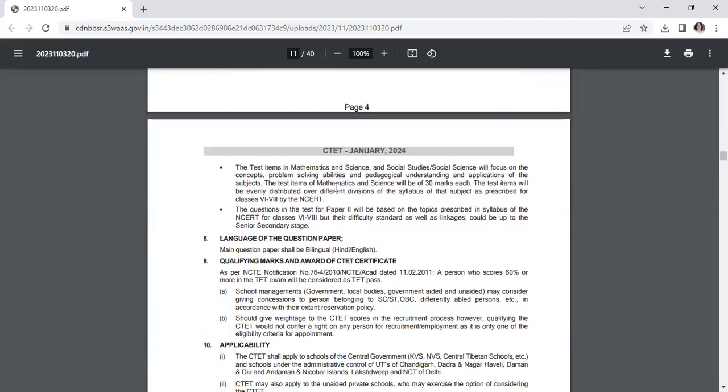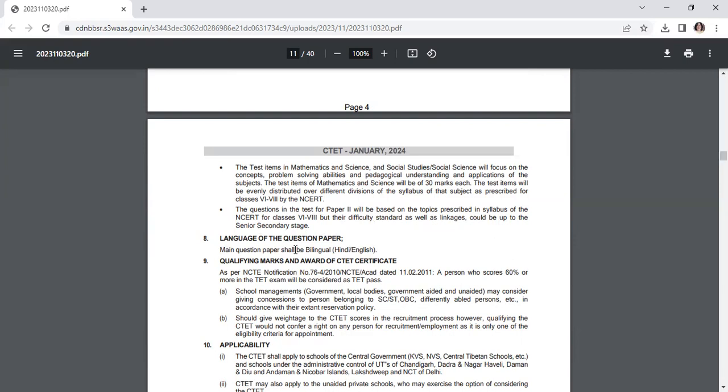The test items in mathematics, science, and social science will focus on the concepts, problem solving, abilities, and pedagogical understanding and application of the subjects. The test items of mathematics and science will be 30 marks each. The test items will be evenly distributed over different divisions of the syllabus of that subject as prescribed for classes 6 to 8 by NCERT. The questions in the test for paper second will be based on the topics prescribed in the NCERT syllabus for classes 6 to 8, but their difficulty standards as well as the linkages could be up to the senior secondary stage.